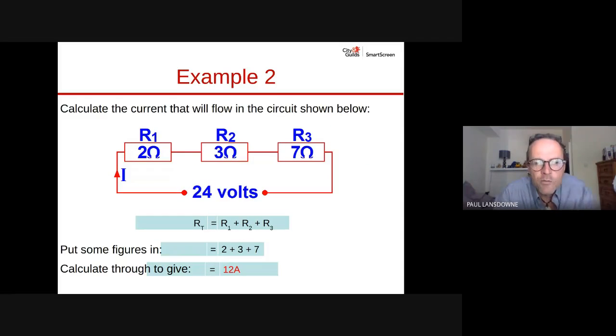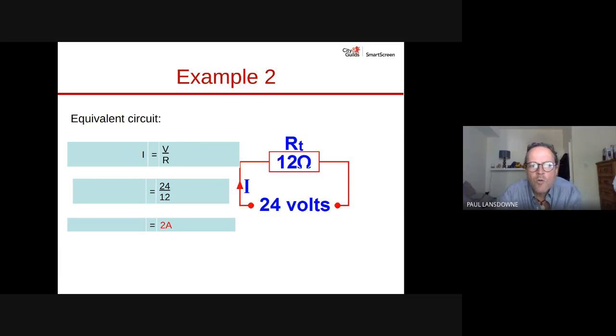So to calculate the current flowing through the circuit, first of all, we would need to work out the total resistance of the circuit. Even though this calculation doesn't look quite right to me, we've got 2 plus 3 plus 7, which gives us 12 ohms, with a voltage of 24. The calculation at the bottom says 12A. What it should say is 12 ohms.